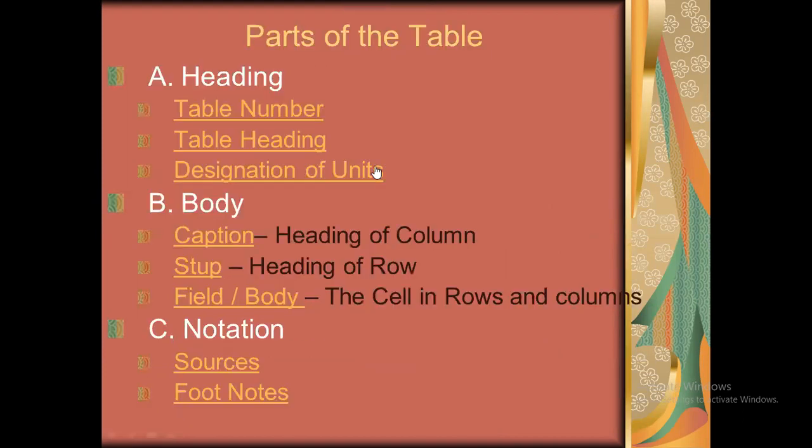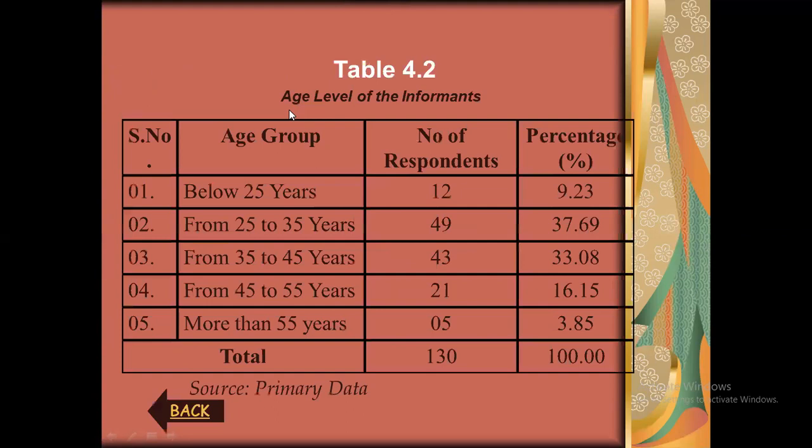Now I am explaining the parts of the table. The parts of the table are classified into three headings, namely heading, body, and notations. The heading part includes three parts, namely table number, table heading, and designation of unit. Table number: the researcher uses many tables in the presentation.